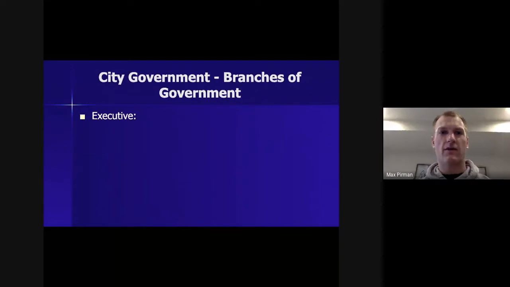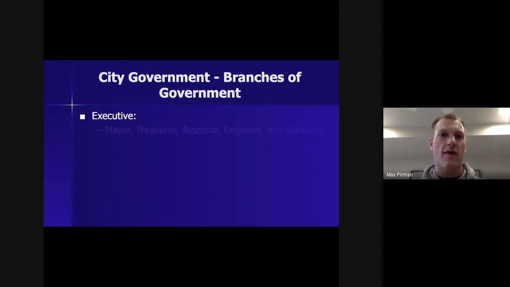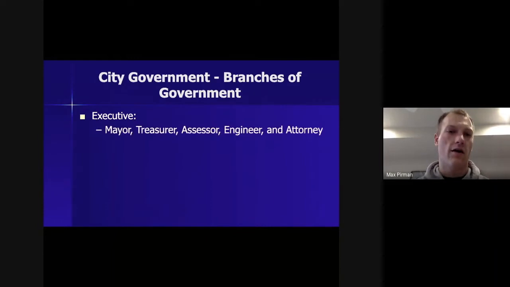So now if you think about the branches of government for a city, it still has executive, legislative, judicial. For the executive branch, we don't call that person a governor, don't call them a president. That person's going to be called a mayor. So that's a full-time position, but they also have a treasurer, and an assessor is going to assess the value of your property to help with property taxes. Engineers also helping out with some public works, things like that. An attorney, just the city's going to have their own lawyers as well. Again, most of those positions, like the mayor, are elected.